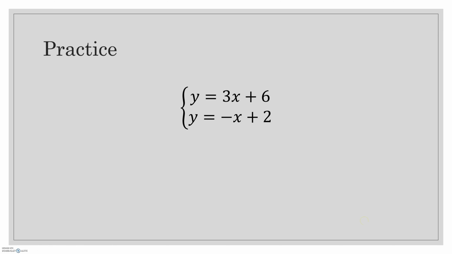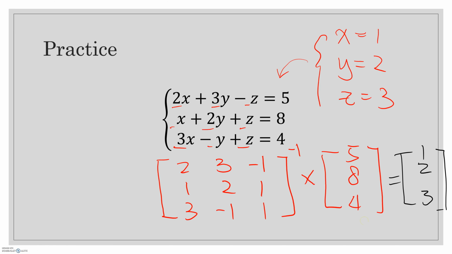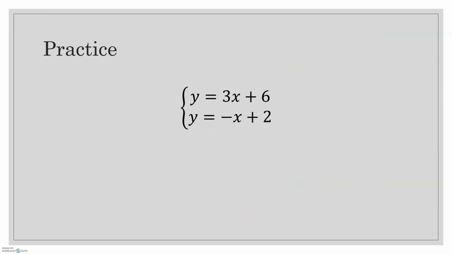Why is that the case? Because in the previous examples, I had x, y, z all on one side, but this one, we have x and y on different sides. So we need to first rearrange the equations to make sure that x and y are on the same side. So we need to bring the x to the left-hand side of the equation. And when we do that, don't forget to change the sign. So 3x becomes minus 3x and plus y.